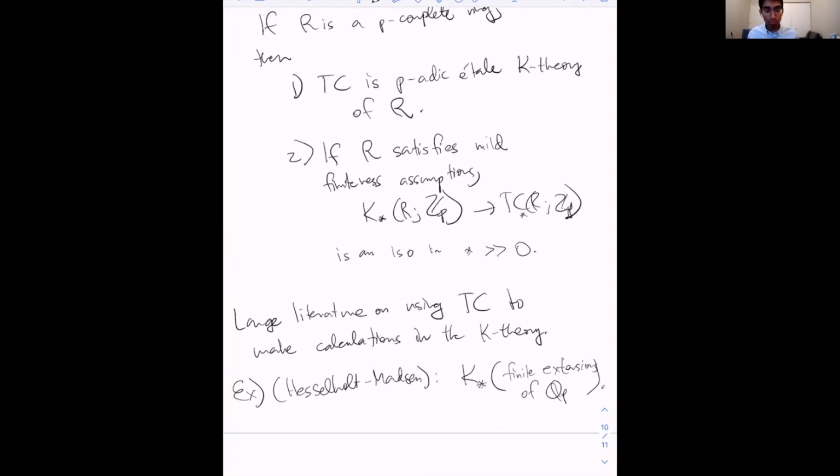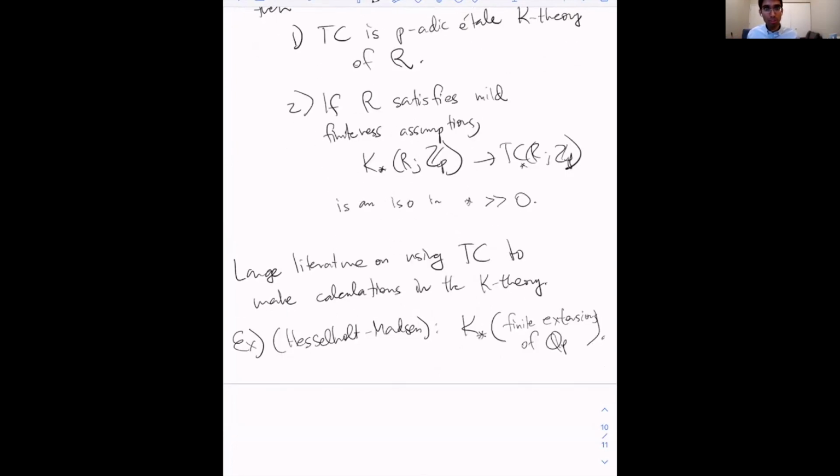the Quillen-Lichtenbaum conjecture that was not known at the time. But Hesselholt and Madsen gave a p-adic proof in this setting, using TC. In particular, what Hesselholt and Madsen do is they relate TC to structures such as the de Rham-Witt complex that show up in p-adic arithmetic geometry.